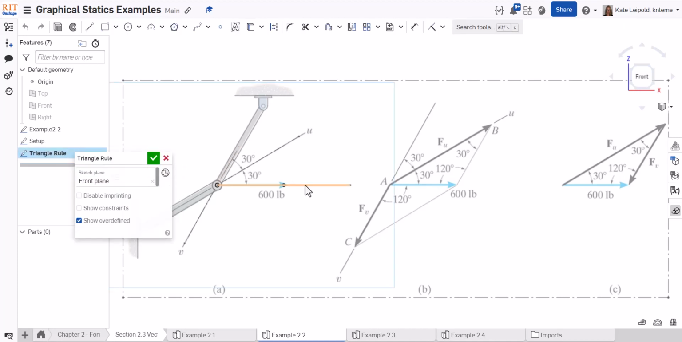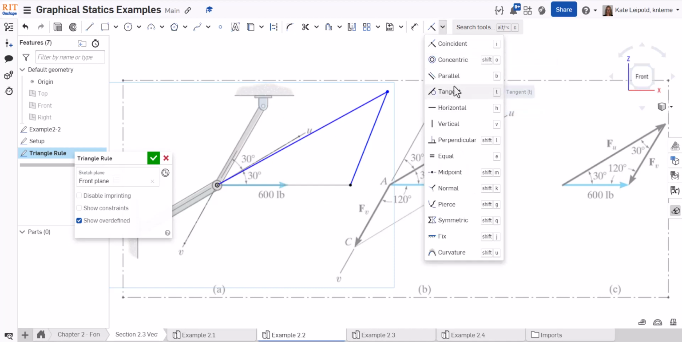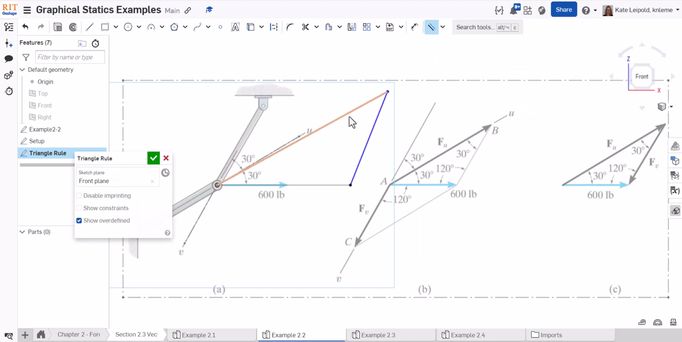So to resolve our 600-pound force onto the u and v axes, we'll draw two lines. To start, I'll go in the direction of the u vector and sort of in the direction of the v vector. So remember, this is triangle rule. To make this work, I need to make them parallel. So the u component will be parallel to the u-axis, and the v component will be parallel to the v-axis.